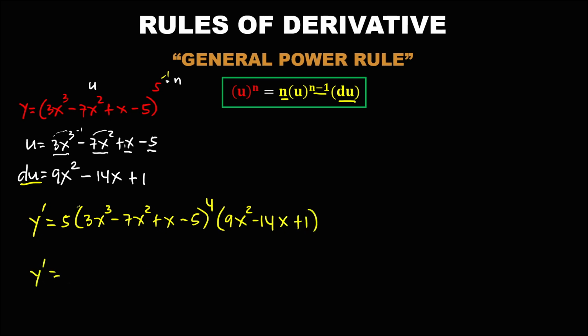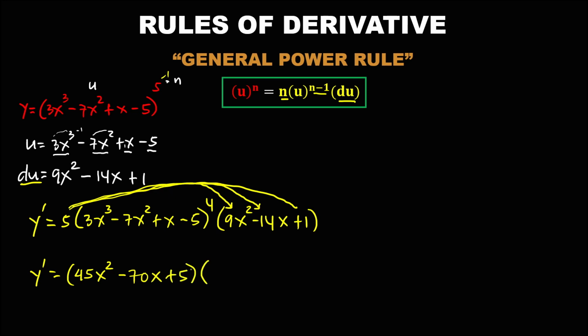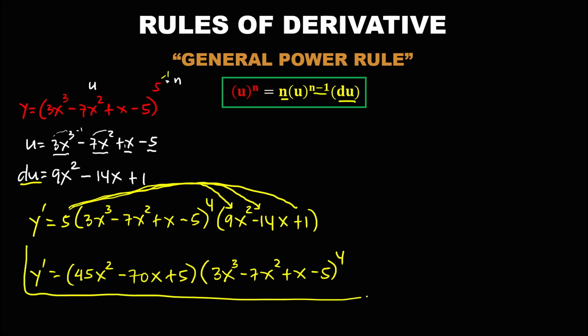Then to simplify, multiply this 5 to 9x. So this is 45x to the power 2. 5 times negative 14, negative 70x. 5 times 1, so that's positive 5, then times the quantity of 3x to the power 3 minus 7x squared plus x minus 5, quantity to the power 4.